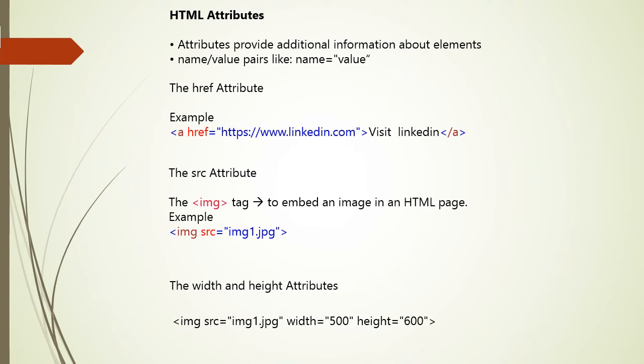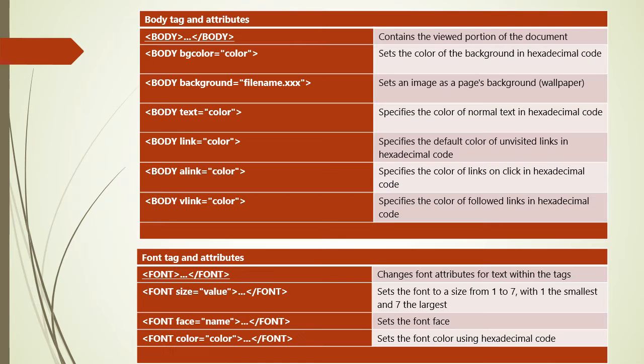You can give the width and height attributes to a given image. So the image tag should also contain width and height, which specify, as the name suggests, the width and height of the image, in pixels. For example, img src is equal to img1.jpg, width is equal to 500, height is equal to 600.